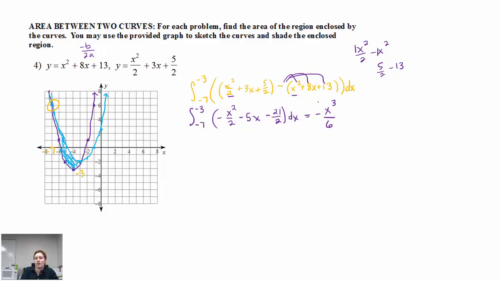Then negative 5x turns into negative 5x squared over 2. Negative 21 halves is a number, so it needs an x. We're going to plug in negative 3 and negative 7. If you thought the last one was hard to plug in, just wait until this one, because this is potentially quite a bit trickier. We have a negative and then negative 3 cubed over 6 minus 5 negative 3 squared over 2 minus 21 halves times negative 3.